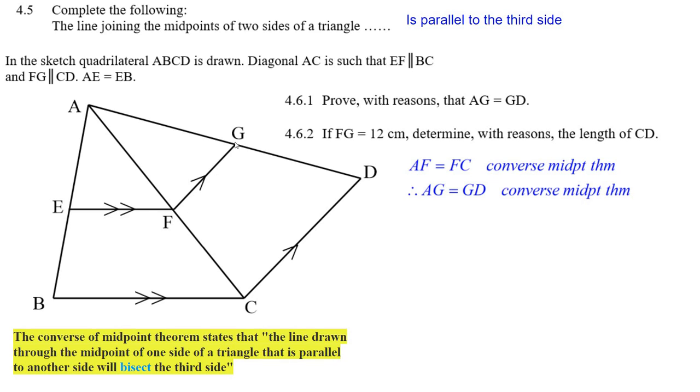Now, if FG is equal to 12, the midpoint theorem tells us, now that we know that these are midpoints and parallel, that this 12, the CD, must be 24 centimeters. That's called the midpoint theorem. There you go.